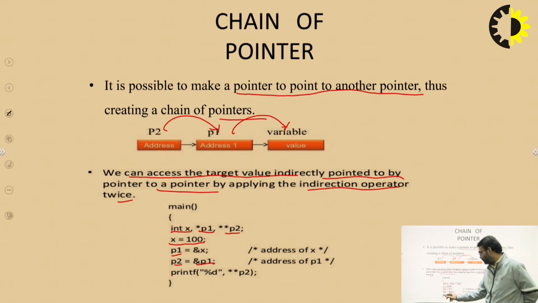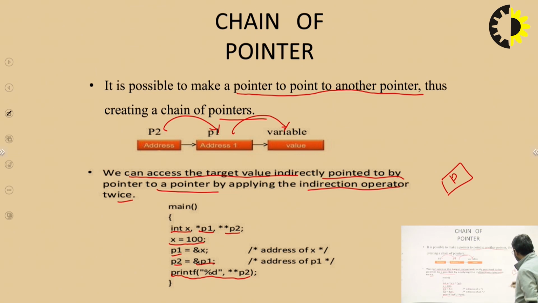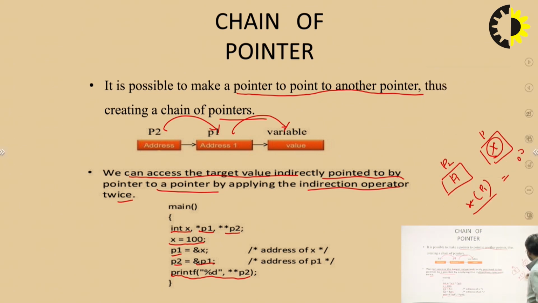So what is the output of that particular statement? printf with %d and the pointer p2. So basically p2 contains the address of p1, while p1 contains the address of x. When we put a single indirection against p1, it means it will retrieve the value at p1. The value at address x is 100. That is 100.